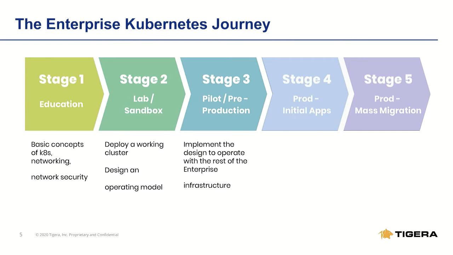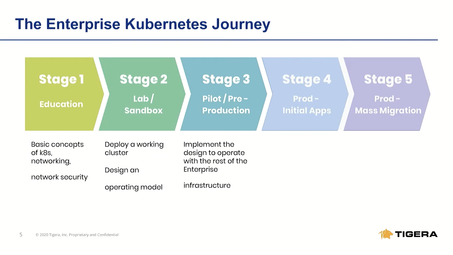Stage 3 is generally to run a pilot application, generally pre-production type application. Most of the time, these are going to be some form of a back office app. It's something where if the application goes down, it doesn't create tremendous impact on the business. And at this stage, there's a few different things that change.